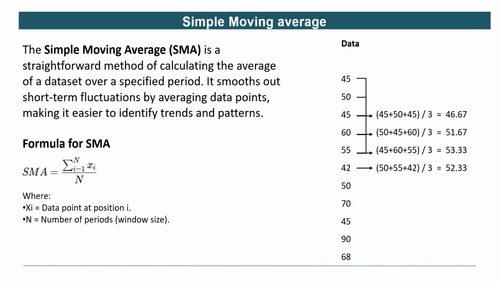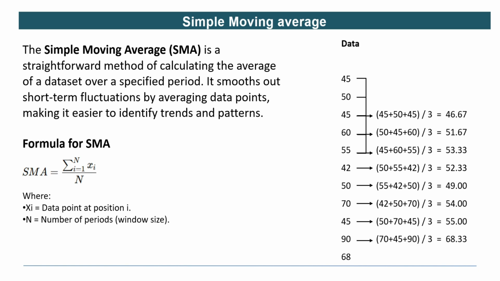When I repeat this exercise for the following numbers, three numbers get added and then we divide by 3 and report the moving average. Whenever you plot this data in a graph, if you take n equal to 3, your actual data will start from 45, 50, 45, whereas the moving average will only start from the third number, because n is equal to 3. If you take 5, then for the first 4 data points you will not have the moving average. You will have it only from the 5th data point.